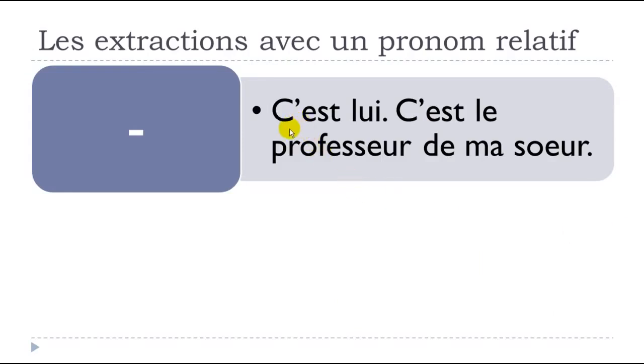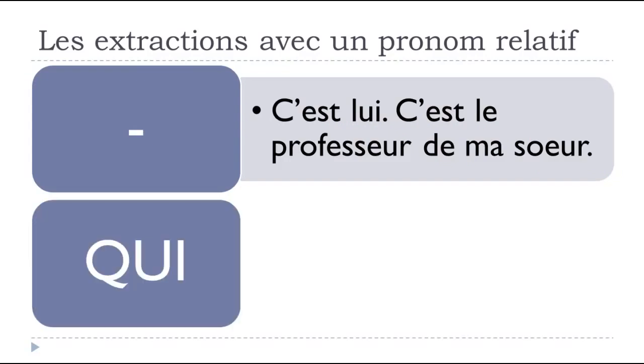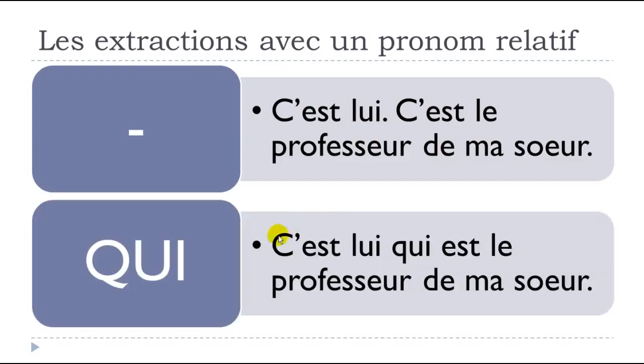Okay, so let's imagine that we have two sentences like c'est lui, so it's him, c'est le professeur de ma sœur, he's the teacher of my sister, if you translate directly like that. Basically the idea would be to combine these two sentences and have only one, and we will use qui, and we will use c'est. So you've got the first sentence, you can see that it's like it was before, c'est lui, you don't touch it, qui est le professeur de ma sœur.